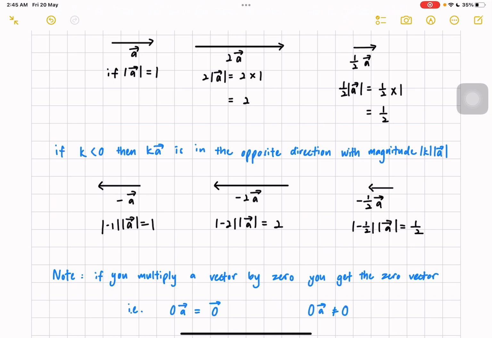Note, if you multiply a vector by 0, you will get the 0 vector. For example, if you multiply 0 by vector A, you will get the 0 vector. Now, be careful here, because the 0 vector is not equal to 0. The 0 vector still has some kind of direction, but it's technically 0. Yeah, the length is 0, but it still technically has some information left. So it's not totally equal to 0.